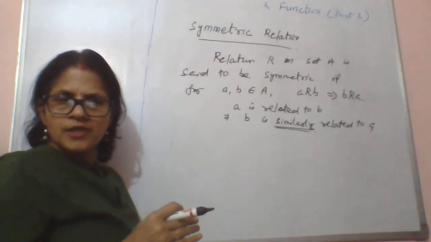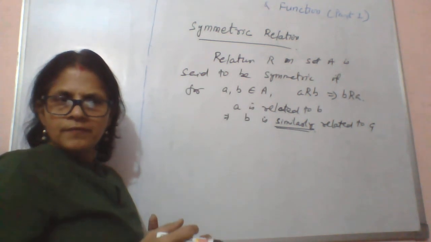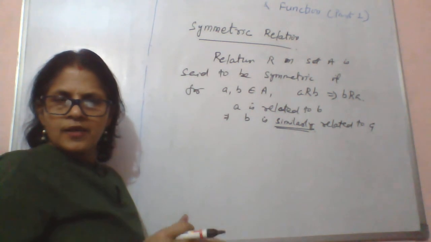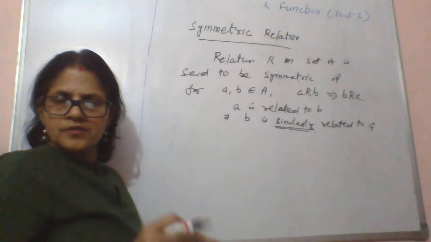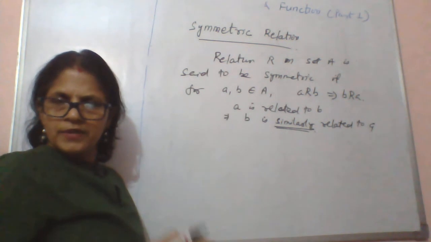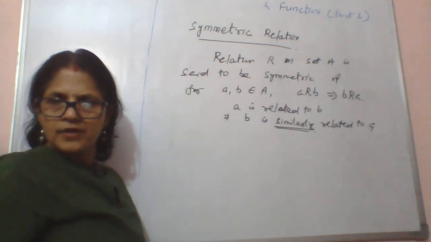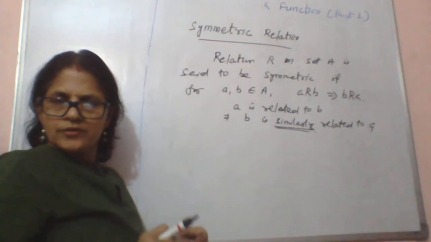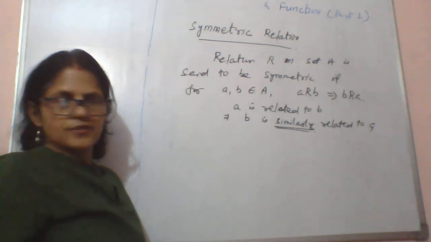And whenever we say greater than, smaller than, divisibility, multiple of, or A equal to B square, these are not symmetric. If A equal to B square, that doesn't imply B equal to A square, right? Except the case A equal to 1, B equal to 1. In all other cases, A equal to B square does not mean B equal to A square. So those relations are not symmetric relations.